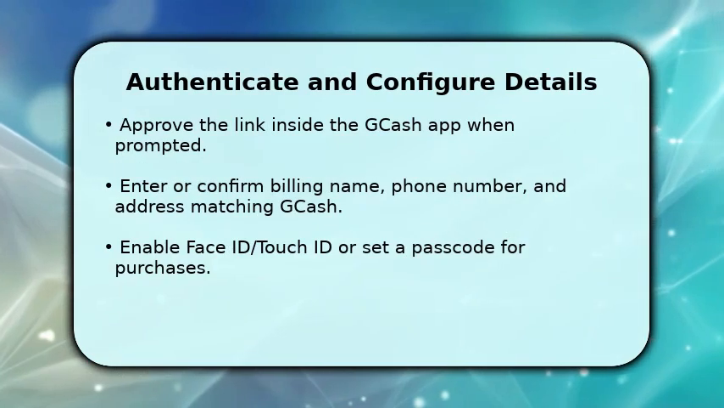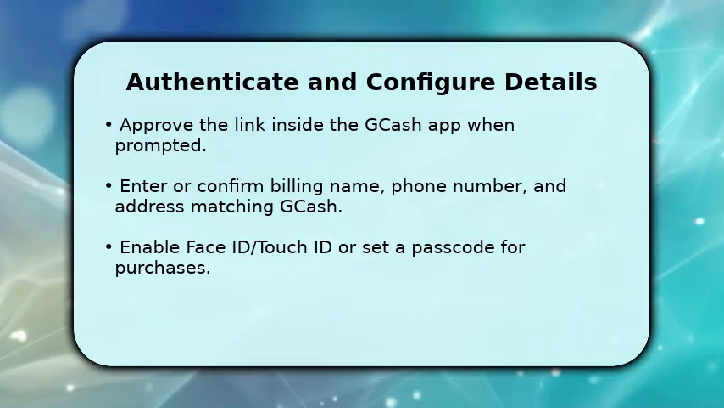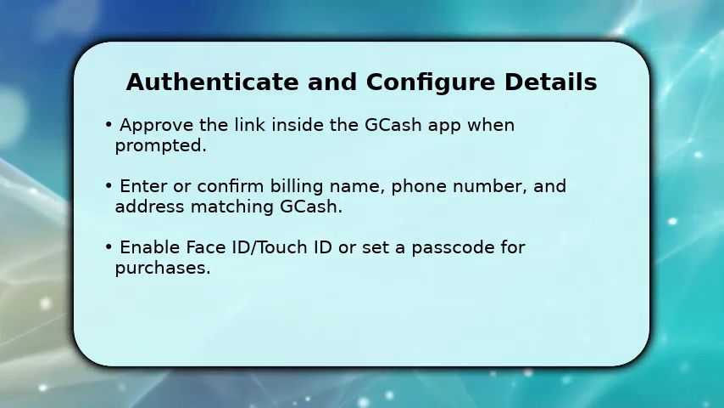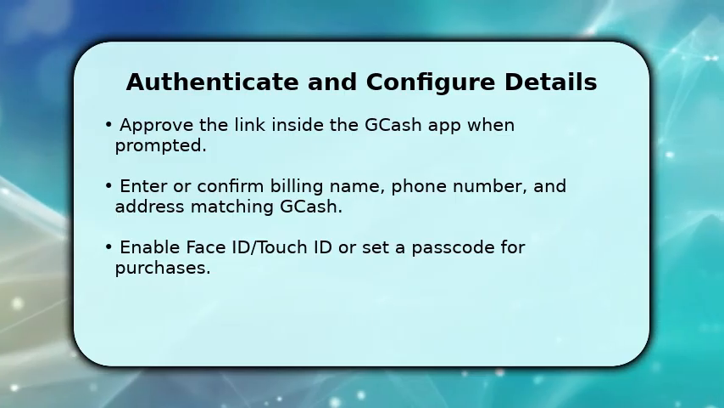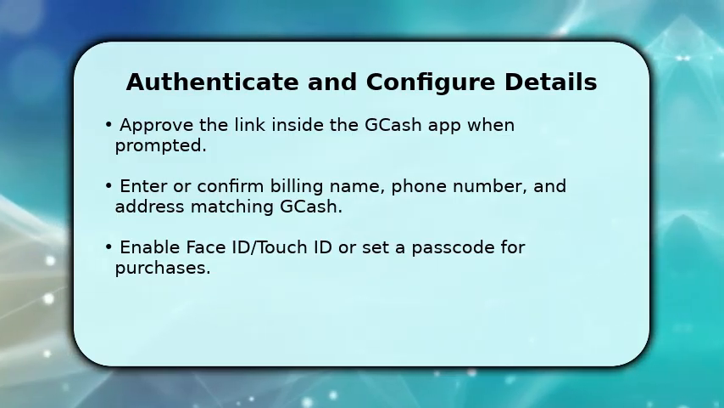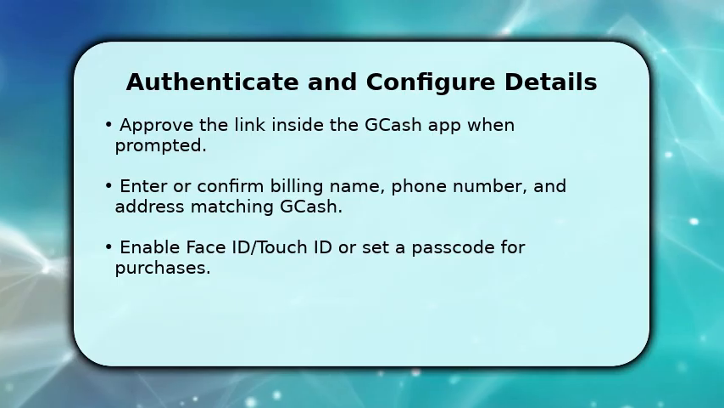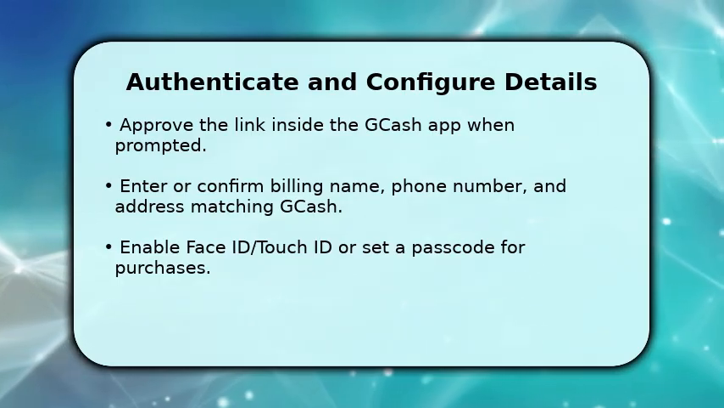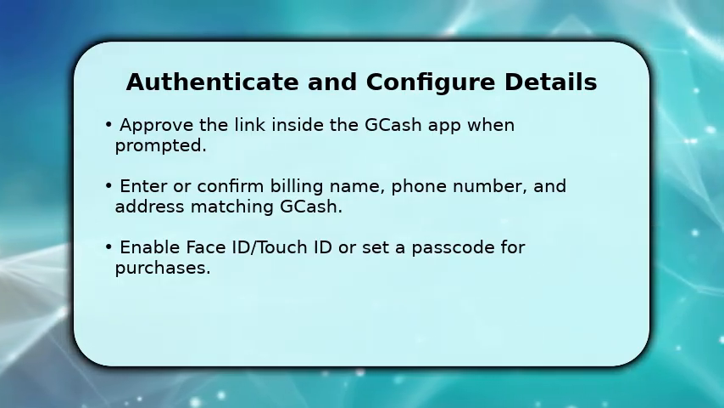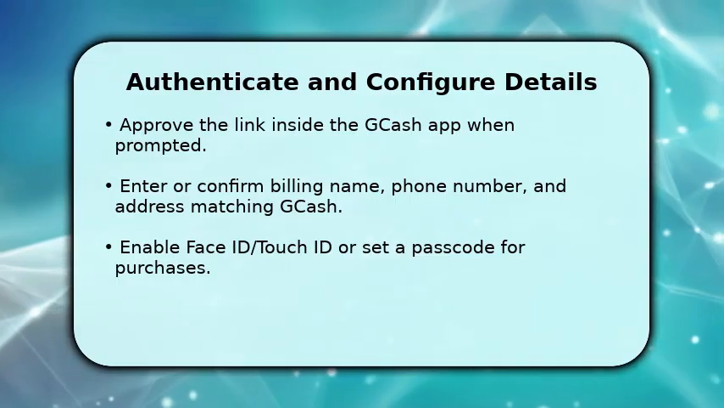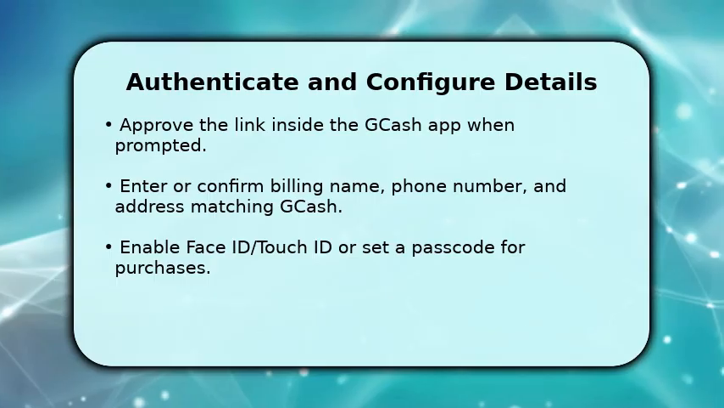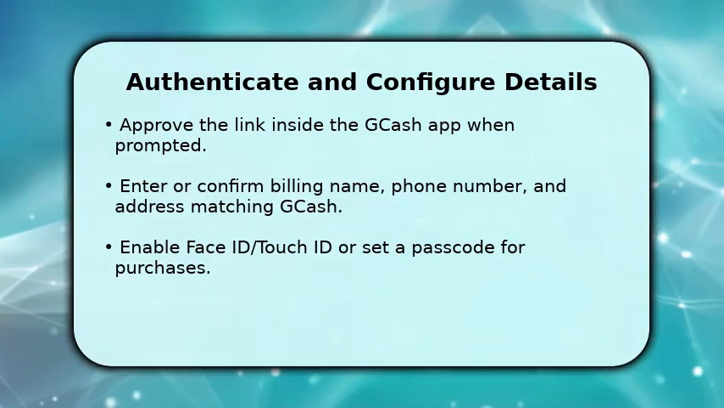Next, you authenticate the connection. When Apple redirects to Gcash, accept the authorization request inside the Gcash app and verify with your PIN or biometrics. Make sure the billing name, phone number, and address in Apple match the ones on your Gcash profile so transactions clear smoothly. Also enable Face ID or Touch ID for App Store purchases to speed future buys.